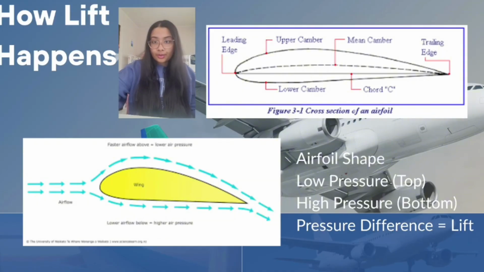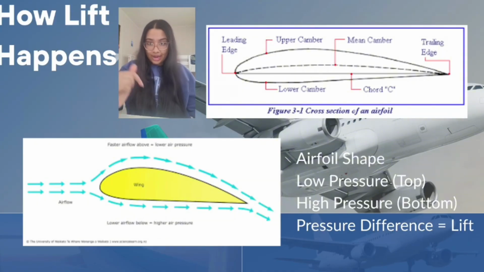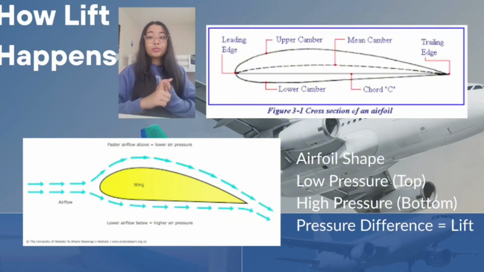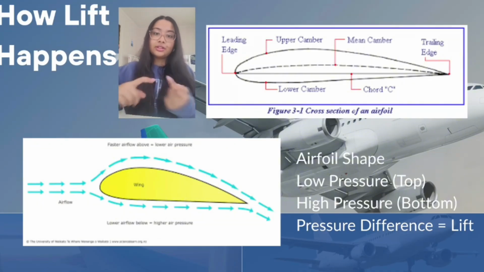But here's something important. The wing also pushes air downwards. And according to Newton's third law, for every action, there's an equal and opposite reaction. The air pushes the wing upward. So lift comes from pressure differences and Newton's third law.